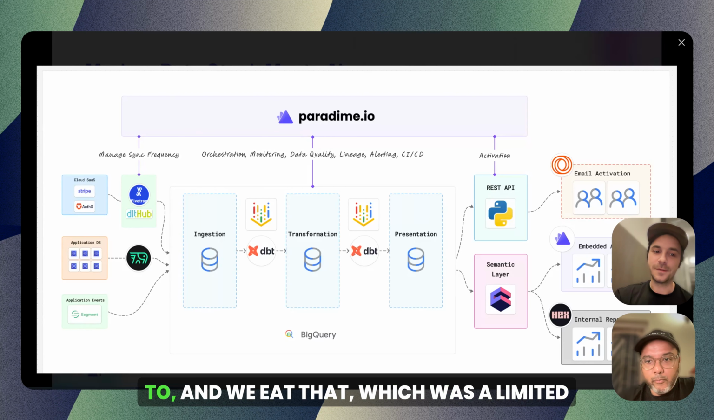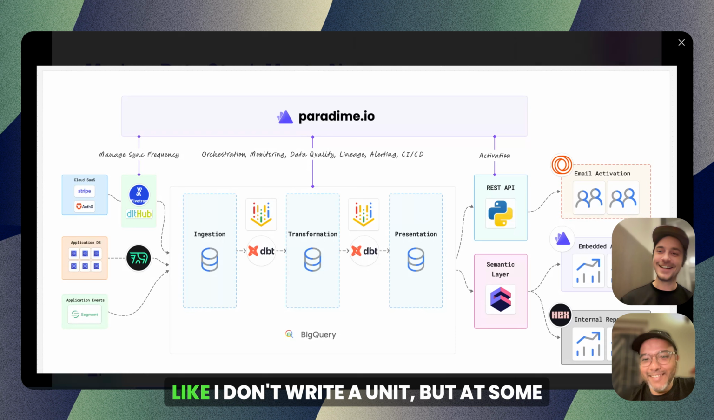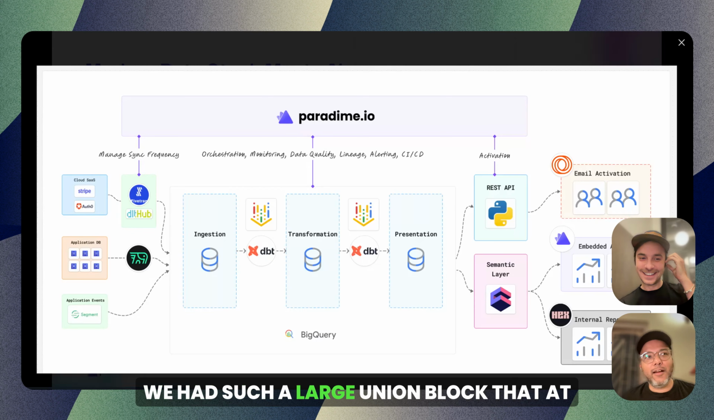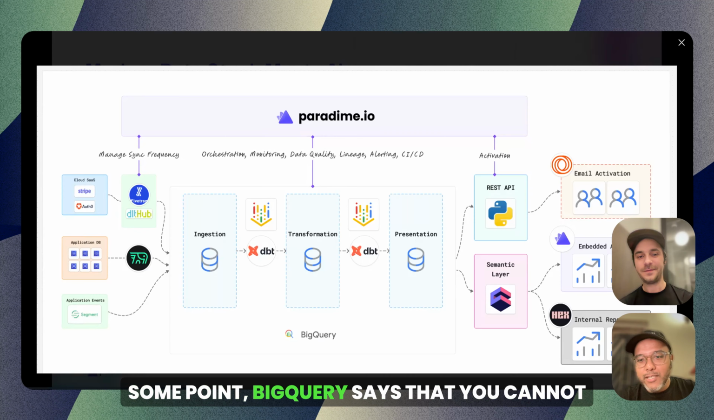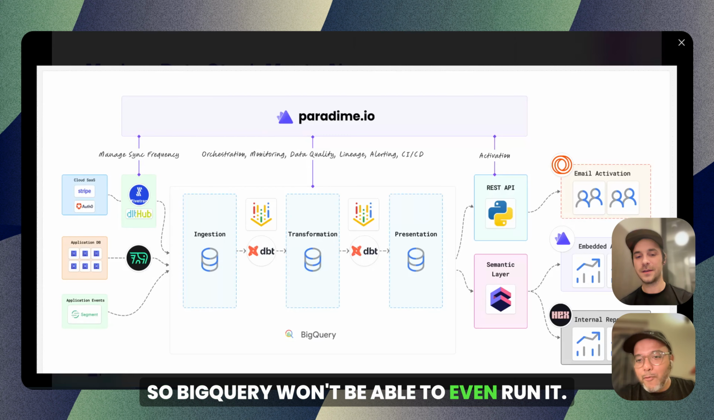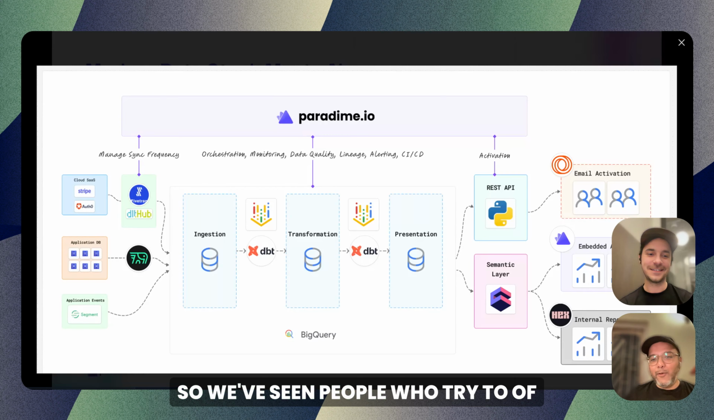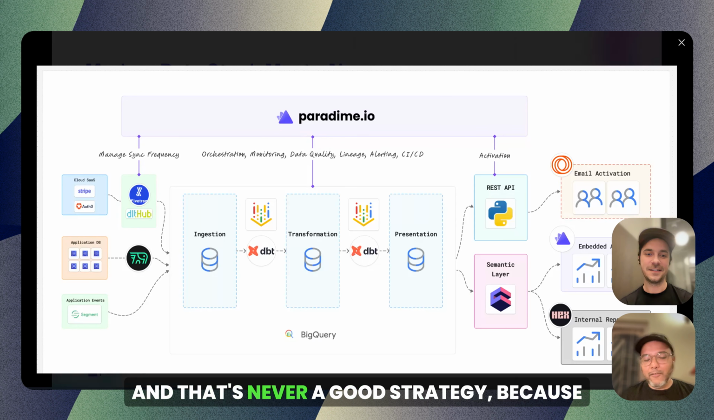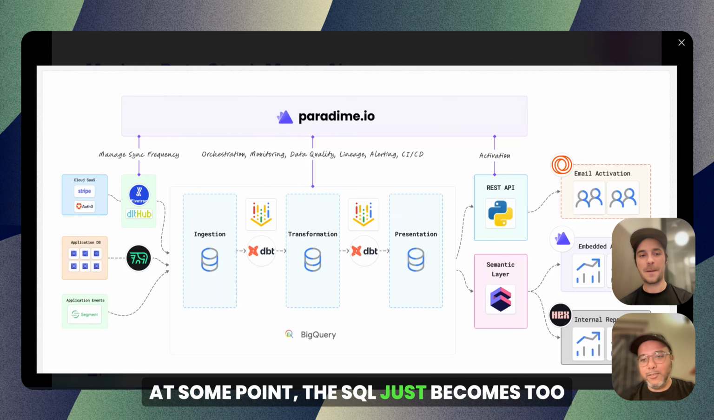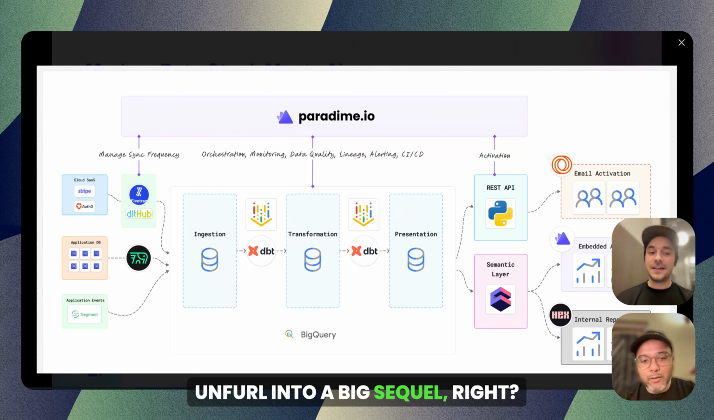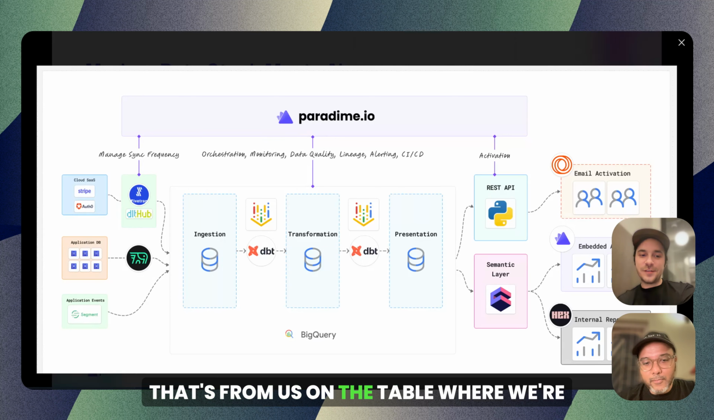And we hit a limit on the number of characters in a SQL query, right? I don't write a union by hand, but at some point you're going to hit that. I remember we had such a large union block that at some point BigQuery says you cannot have more than this many characters in a query, so BigQuery won't even be able to run it. We've seen people try to concatenate data across all their customers, and that's never a good strategy, because at some point the SQL just becomes too large. Even if you use a macro, it will still unfurl into a big SQL, right? Exactly.